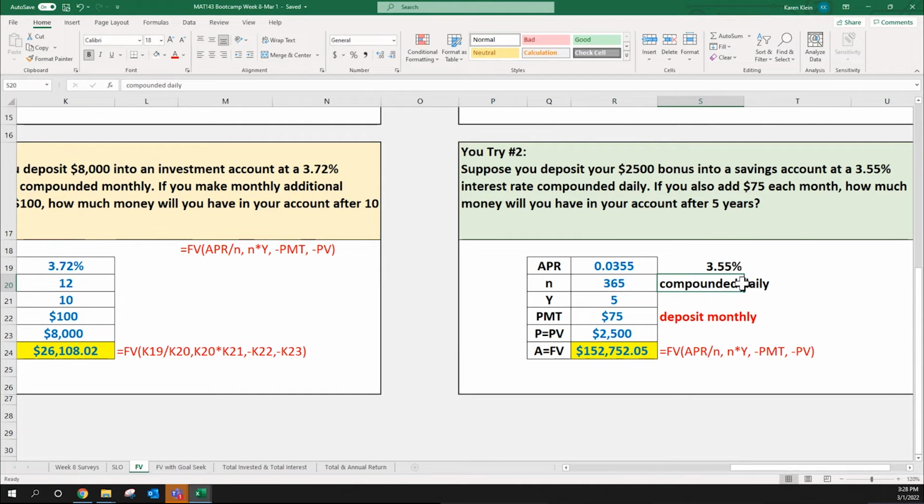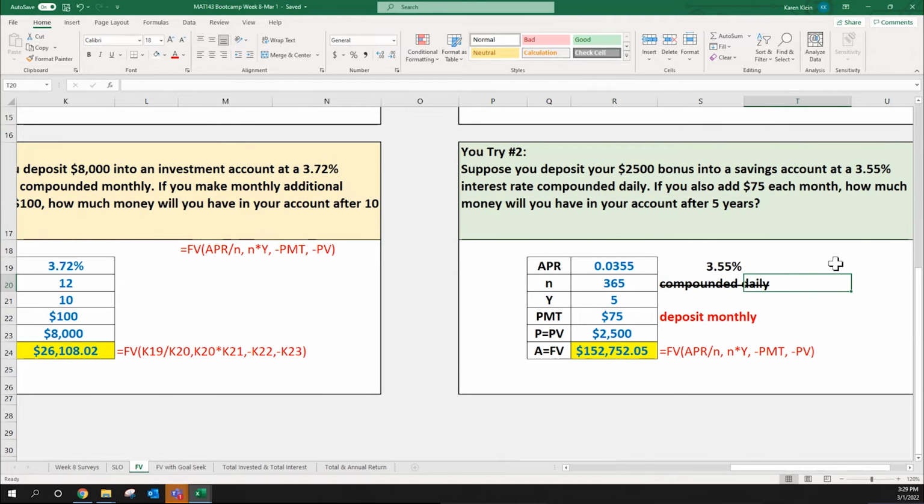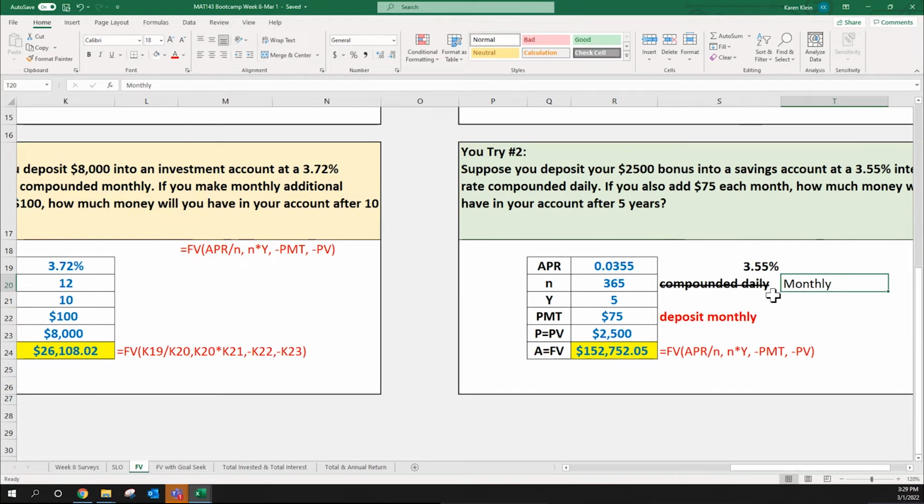So if this is compounded daily, but I am depositing monthly, and again, this is getting into some accounting practices, for our class, just so that we're all consistent, I would like for you to use the monthly deposit. Whatever you are paying in for the deposit, that is the frequency that we use. So here, instead of compounded daily, I'm going to scratch that out and change this to monthly, because I want my frequencies to match up. I'm going to mark this red to show that these two are now matching up.